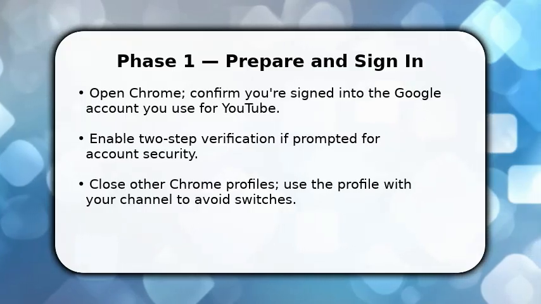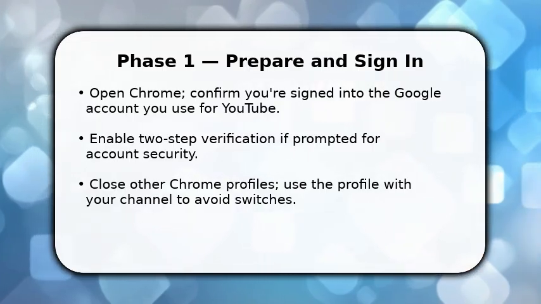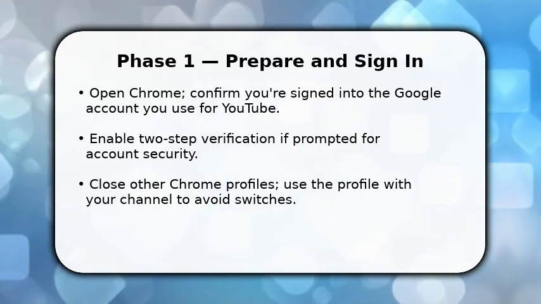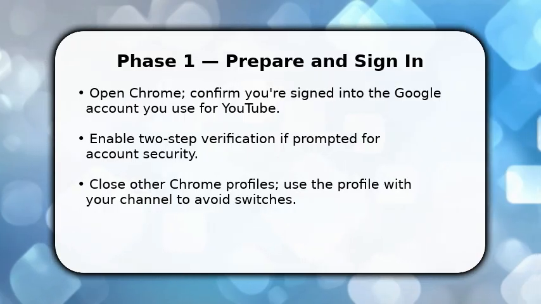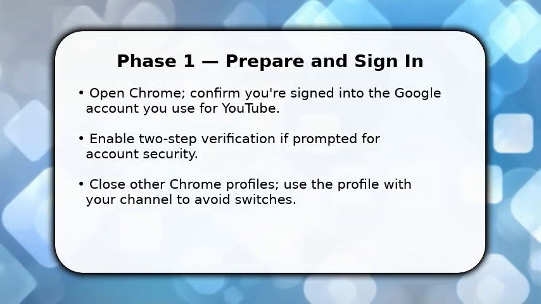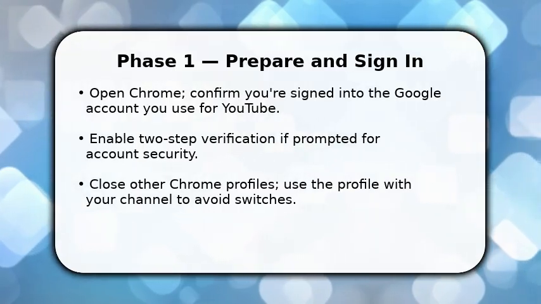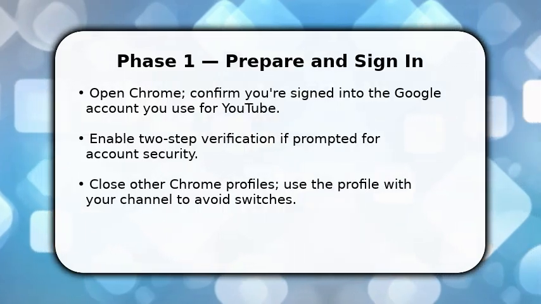You start by opening Chrome and immediately signing into the Google account tied to your channel. Type your email, enter your password, and complete any two-step verification prompts. This secures access. Once signed in, make sure the active Chrome profile is the one with your channel, because Chrome can switch accounts silently. If you already use multiple profiles, switch now so YouTube Studio opens in the correct workspace and retains your channel settings.